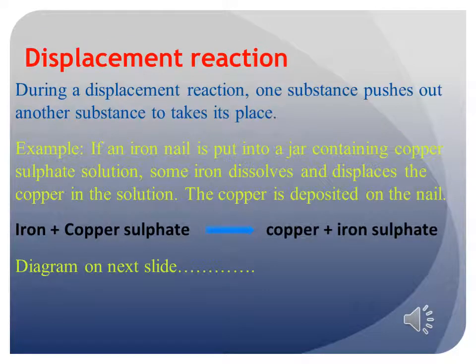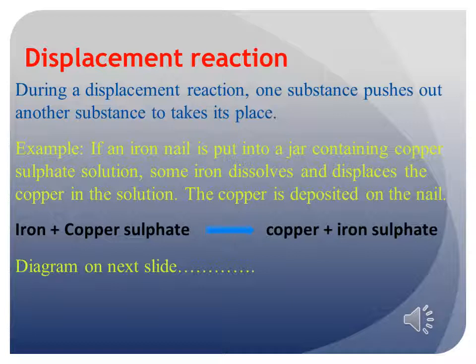In this lecture we will discuss the last two types of chemical reaction. Now we are going to start further explanations about these types of reaction. First is displacement reaction. As the name indicates, during a displacement reaction, one substance pushes out another substance to take its place. I want to elaborate this type of reaction by giving a very simple example of a chemical reaction.